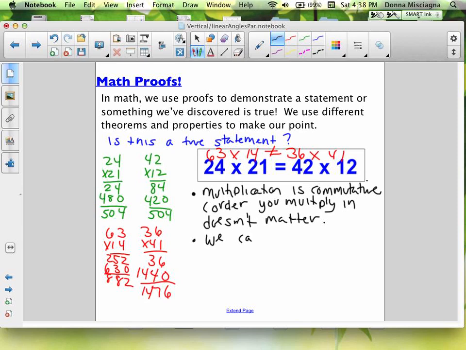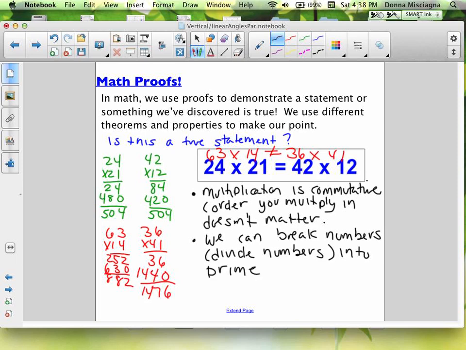we can break numbers. When I say break numbers, I mean divide numbers into prime factors. So break numbers is not math terminology. That's just my own language. But divide numbers is. So we're going to break numbers or divide numbers into prime factors.